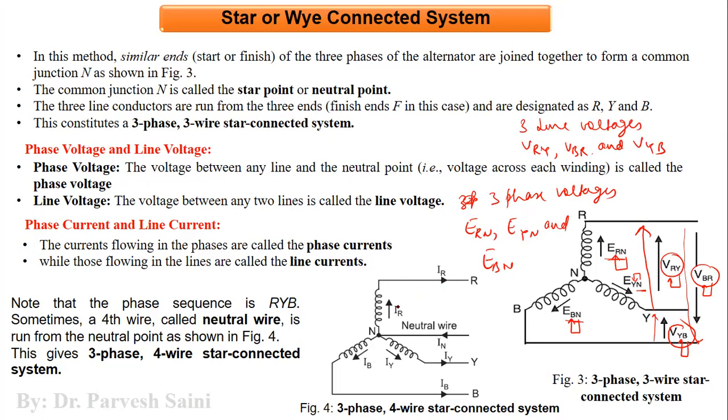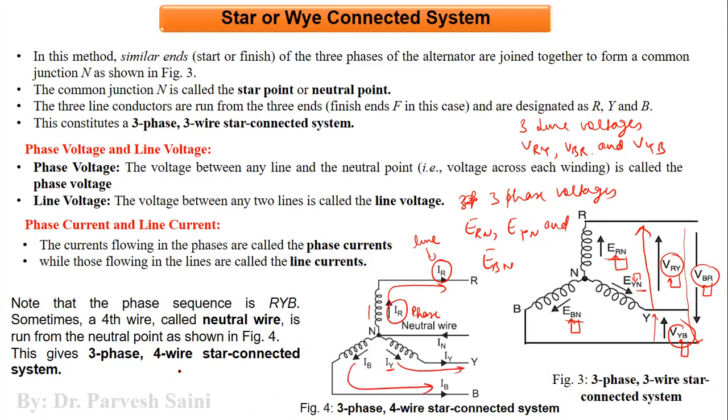Now, let us come to the current. As you can see, the current that flows in the phase is the current that is flowing in the line. Same current. So this is the line current and this is the phase current. Similarly, here also you have this current IY, which is the same as flowing in this line also, and IB is flowing in this particular line.